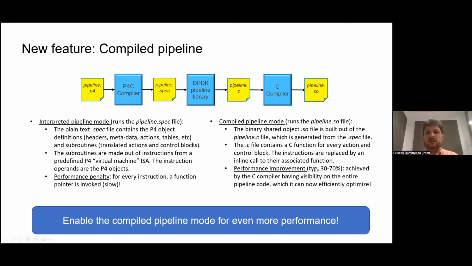And now the C compiler can see all the code of the program. It will build everything together, and it will apply all the optimizations, and it will do miracles here. Really, what we see is typically a 30 to 70% performance improvement, depending obviously on the program itself. But for various internal programs that we have, this is what we get. So I definitely encourage people to use the compiled pipeline mode to get even more performance.